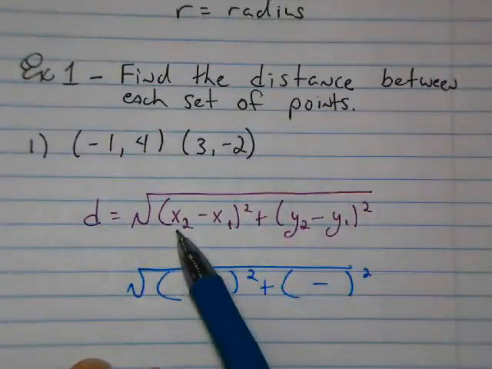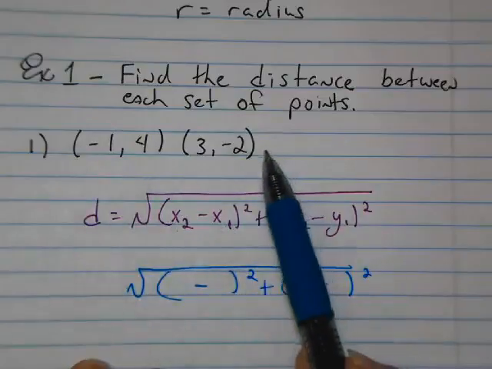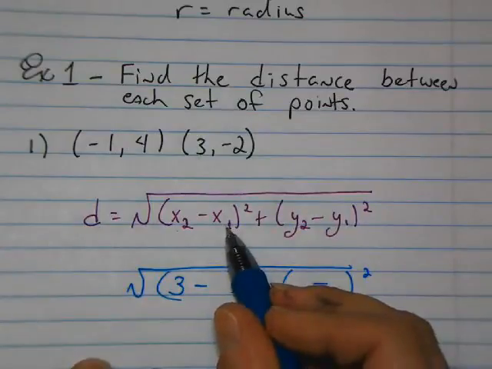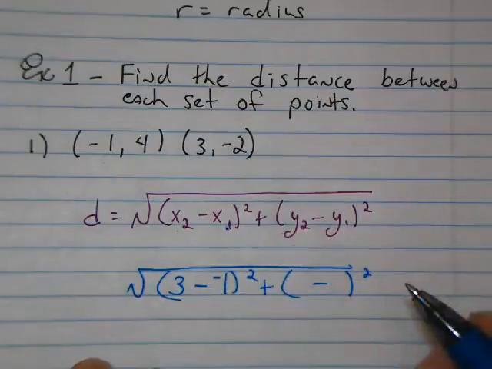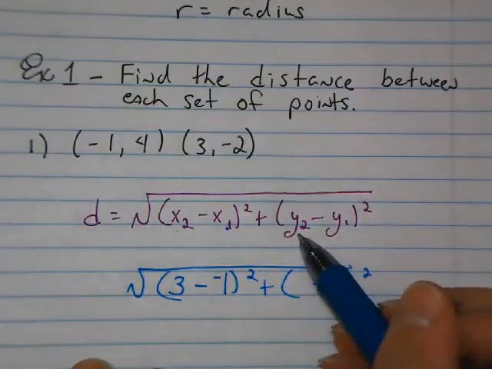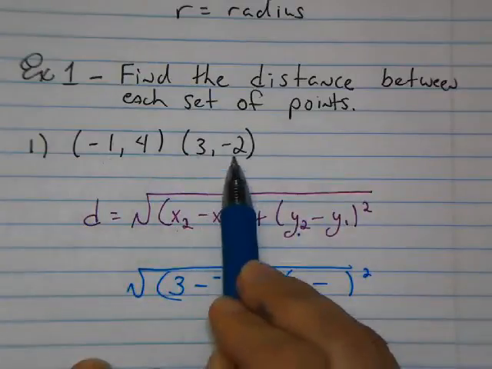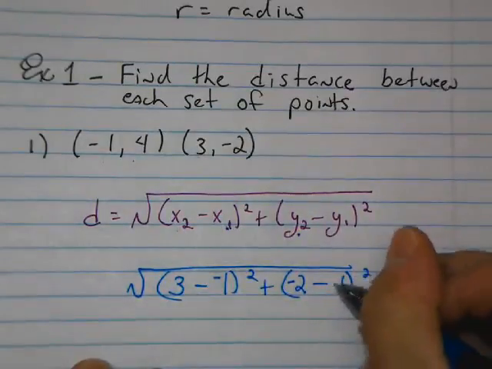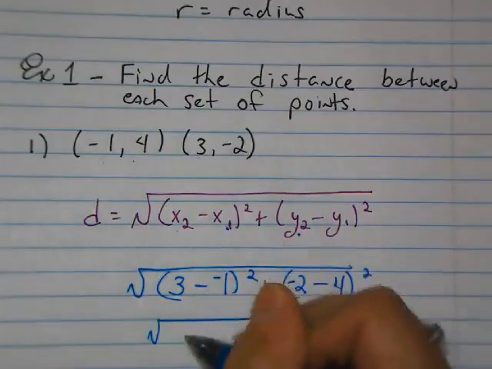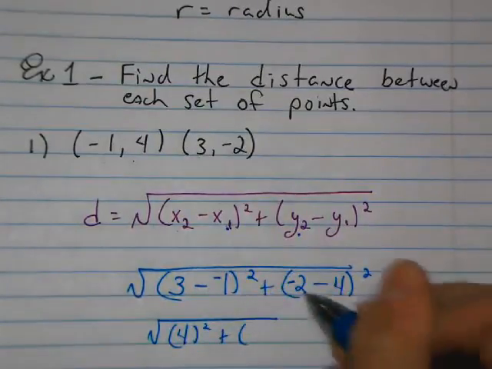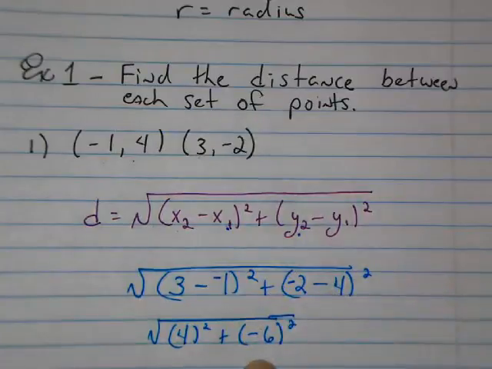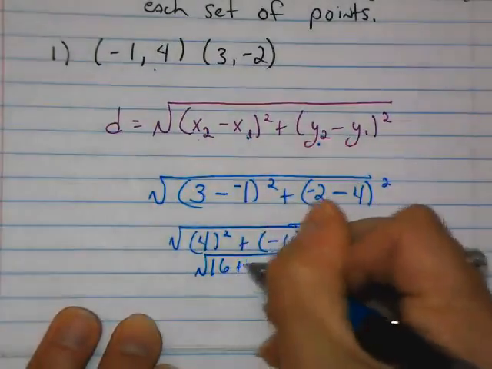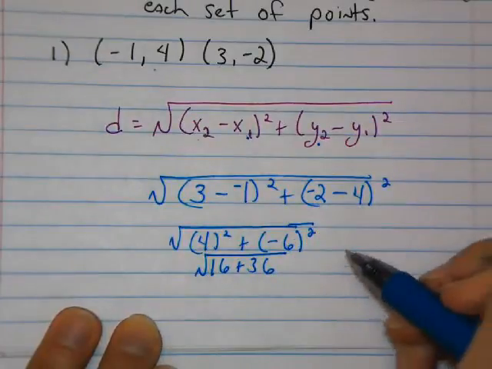So I need x2 and x1. So what's your x2 value? 3 minus your x1 value. Your x1 value is negative 1. Now I'm over to here. I need a y2 value. So look up to point 2. What's his y value? Negative 2. And what is point 1's y value? 4. And now we're going to go ahead and do some math. So this becomes 4 squared plus (-6) squared. And I want to make sure that you guys keep them in the parentheses, because when you square negative 6, I believe you should get 36. So make sure if you're going to rely on the calculator that you type that in.